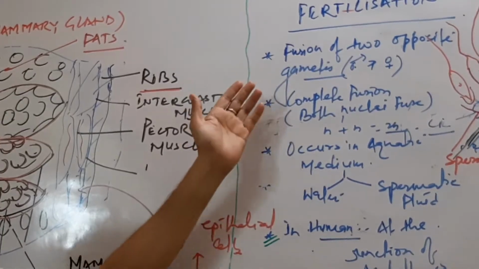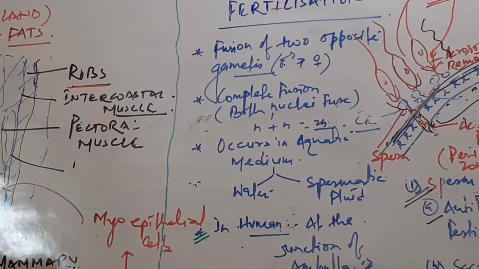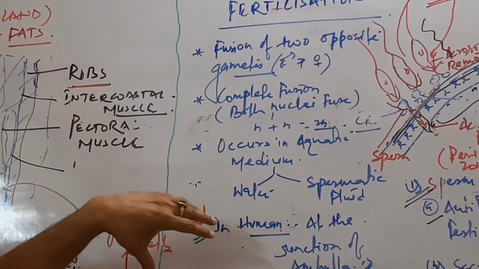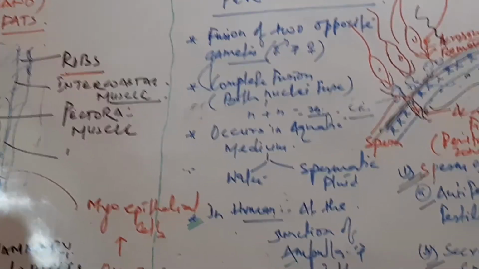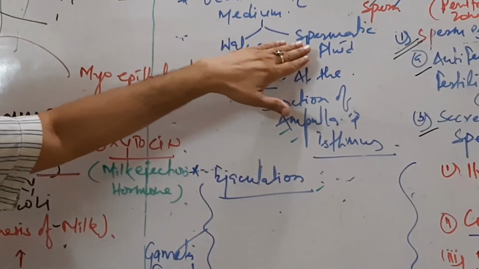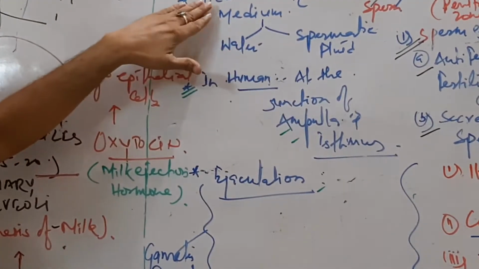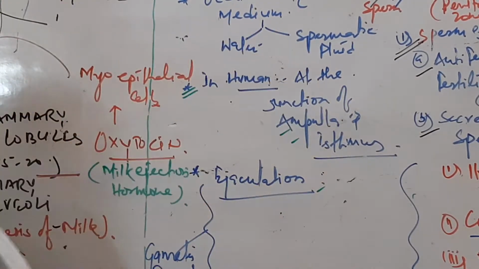Before fertilization, gametes transfer to the female genital tract. There are two mediums to move or transfer the gametes to the female genital tract: water and spermatic fluids. So it always occurs in aquatic mediums, which may be water or spermatic fluids.